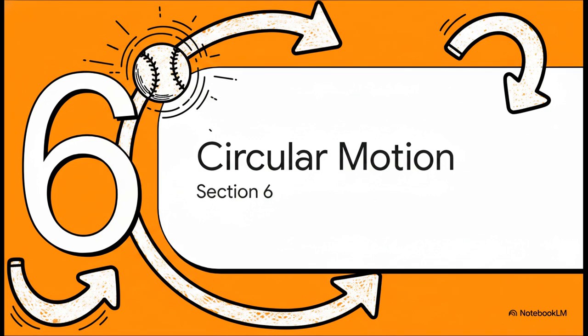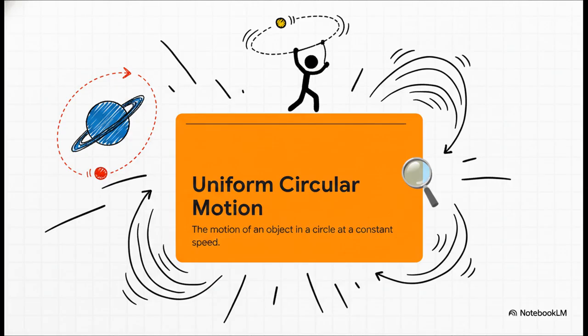And finally, Section 6, Uniform Circular Motion. Okay, time for a bit of a curveball. Up until now, we've mostly been thinking about things moving in straight lines. But, as you know, the universe doesn't just move in straight lines. Uniform circular motion is the motion of an object traveling in a perfectly circular path at a constant, unchanging speed. Think of a satellite orbiting a planet, or actually even just a rock tied to a string swinging around your head at a steady rhythm.